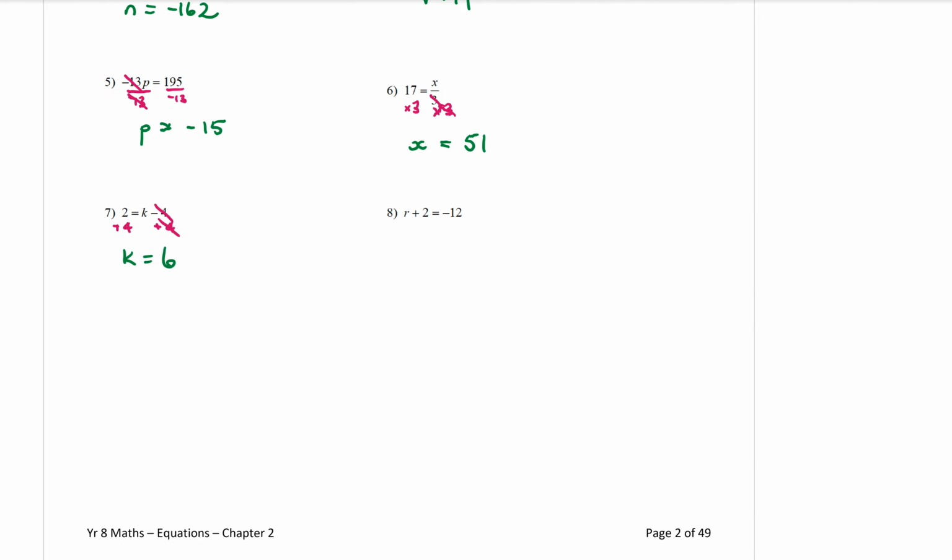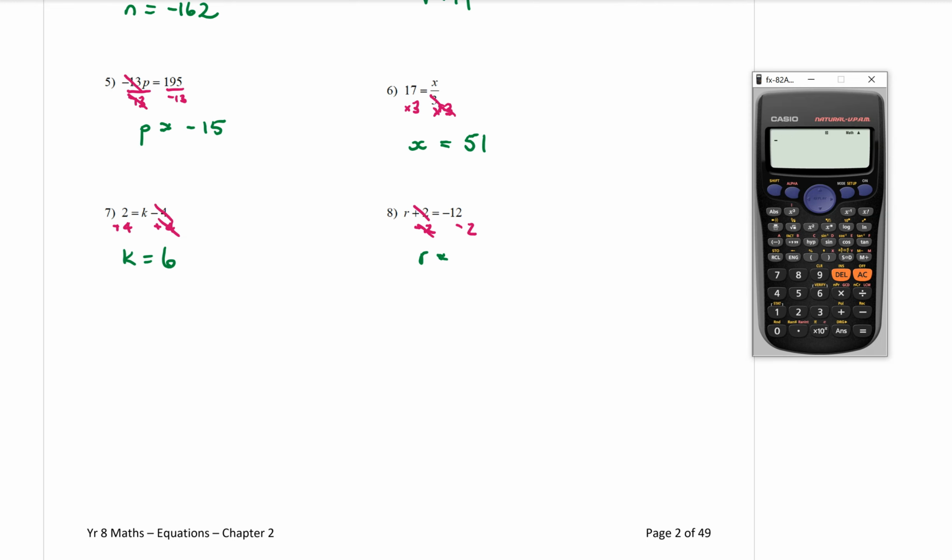Question 8, r plus 2 equals minus 12. I want to subtract the 2 to cancel those away, and then I will get r equals, and we have a negative 12, and we want to take away 2 more to get negative 14.